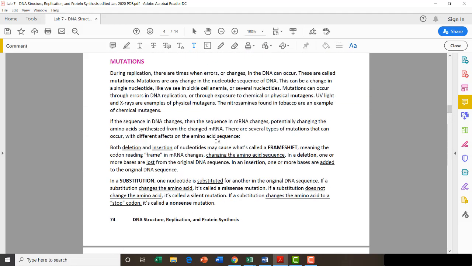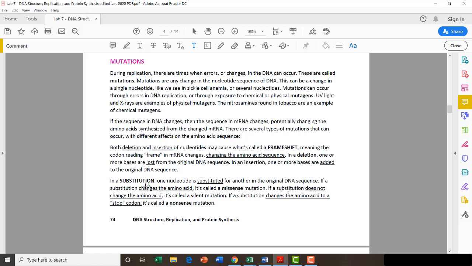So if we come up here, here's the introduction part on mutations. There are 2 groups of mutations. They can be a frame shift or a substitution. A frame shift happens when a nucleotide in DNA is either deleted or inserted. This changes the whole codon reading frame in mRNA, causing that frame shift, and completely changes the amino acid sequence. So a frame shift can be a frame shift deletion or a frame shift insertion.